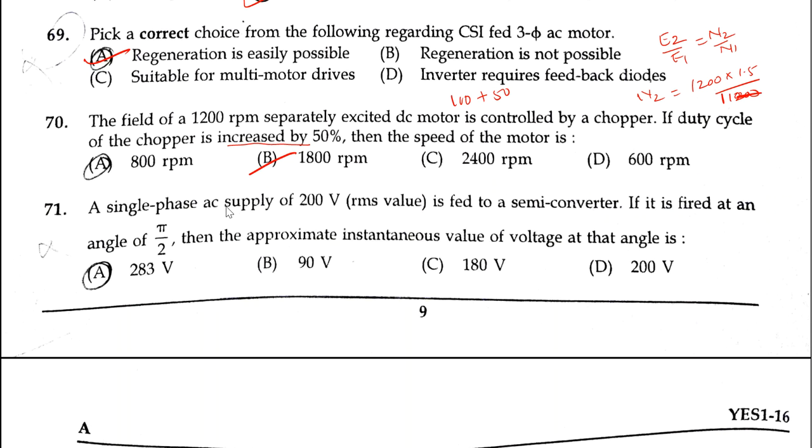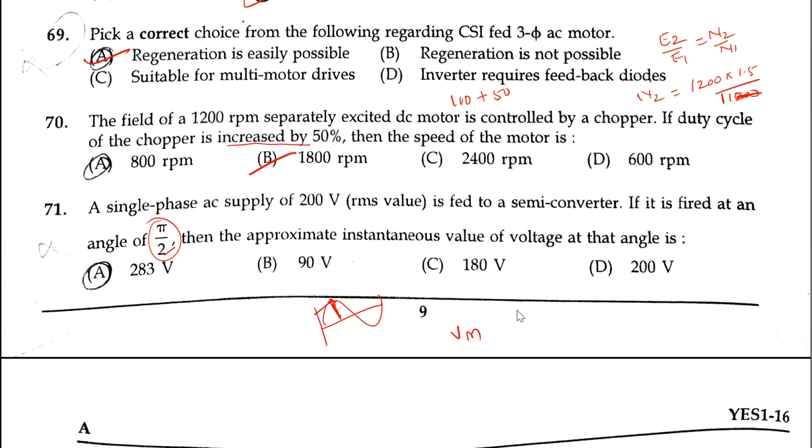A single phase AC supply of 200 volts RMS is fed from a semiconductor. If it is fired at an angle of pi by 2, what is the appropriate instantaneous value of the voltage at this angle? Okay, so here when you are firing with a pi by 2 angle on a sinusoidal waveform, the sinusoidal waveform will have a maximum value at pi by 2. At this instant, what is the maximum value?